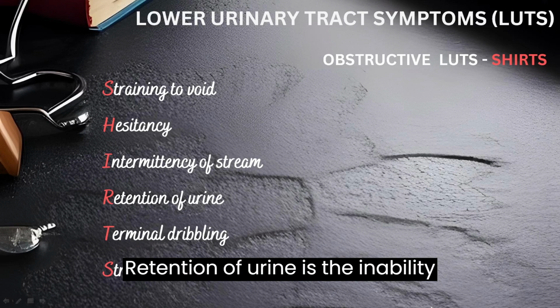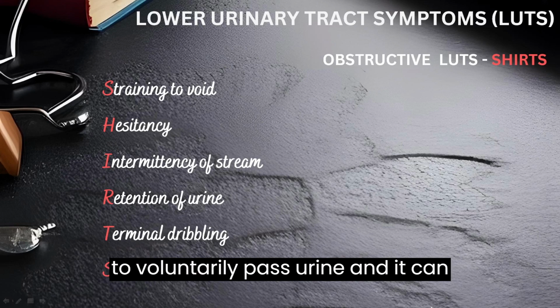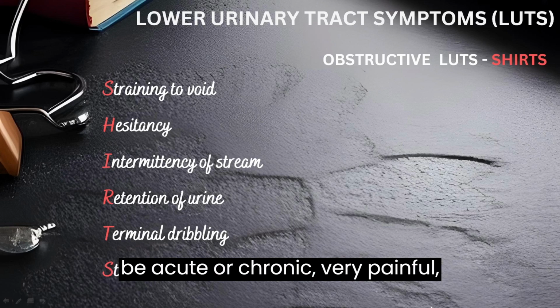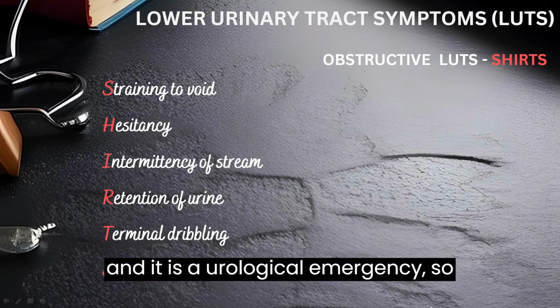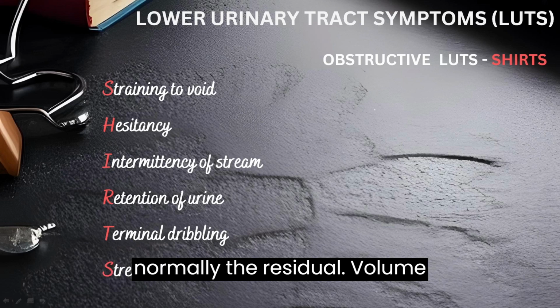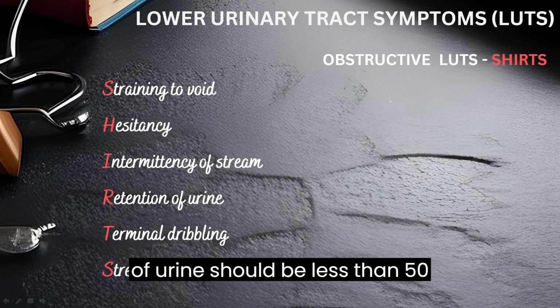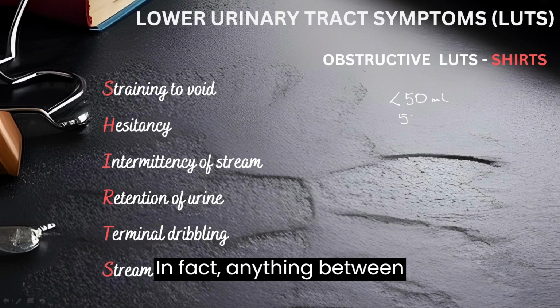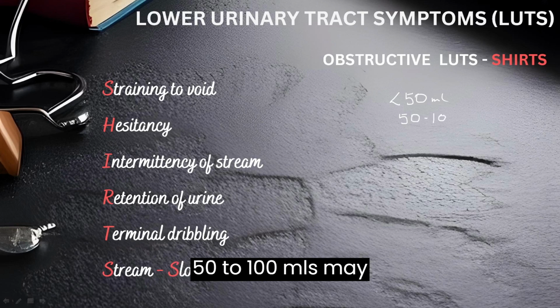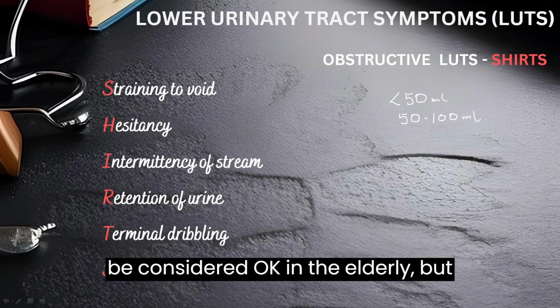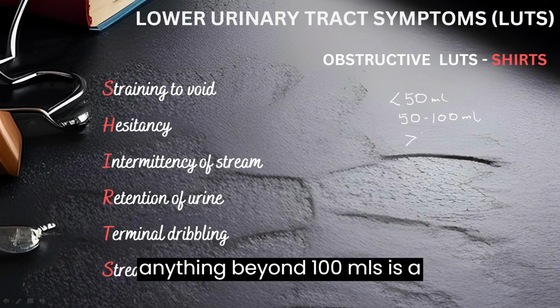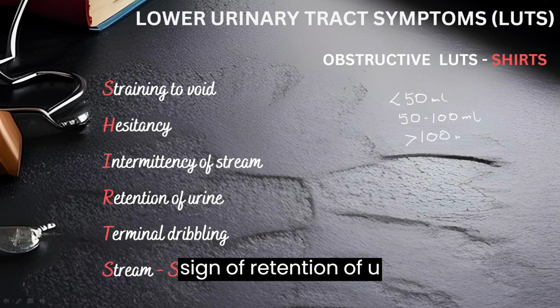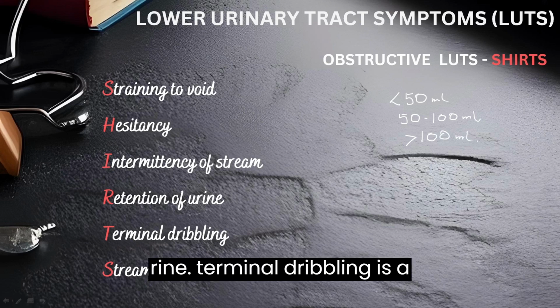Retention of urine is the inability to voluntarily pass urine, and it can be acute or chronic, very painful, and it is a urological emergency. So normally the residual volume of urine should be less than 50 mils. In fact, anything between 50 to 100 mils may be considered okay in the elderly, but anything beyond 100 mils is a sign of retention of urine.